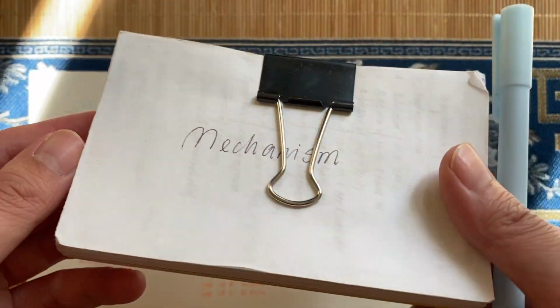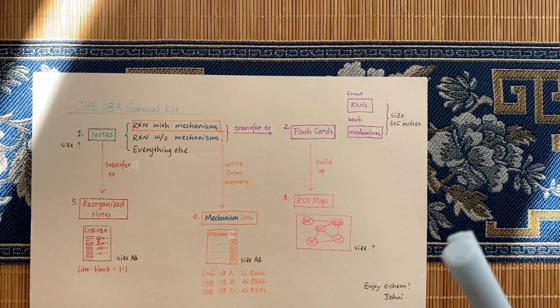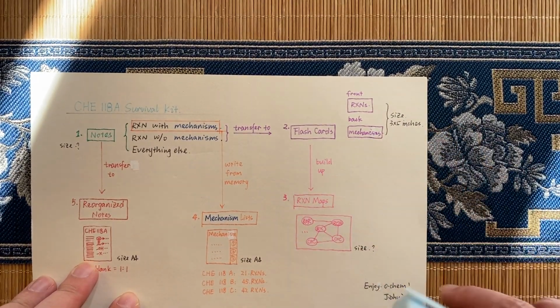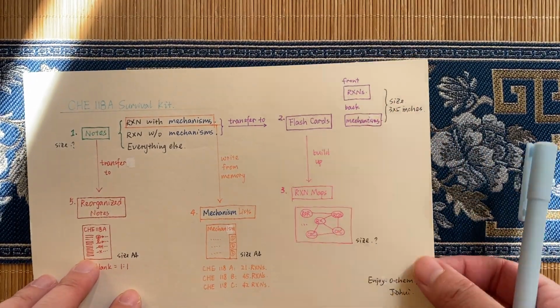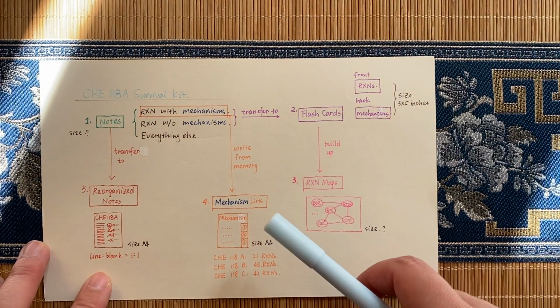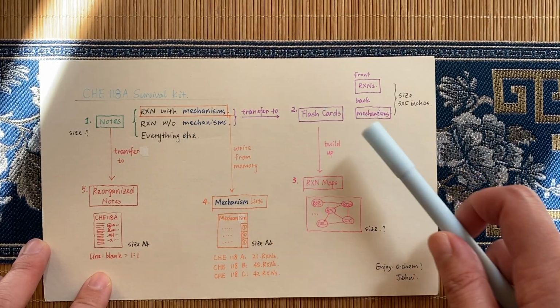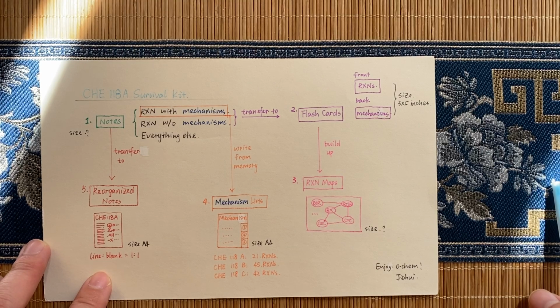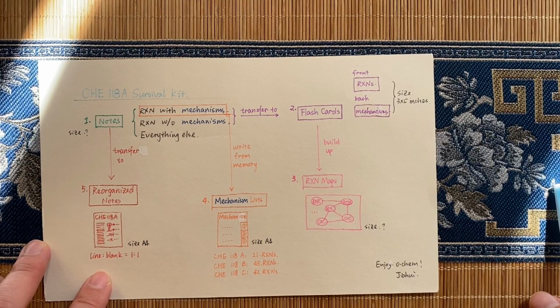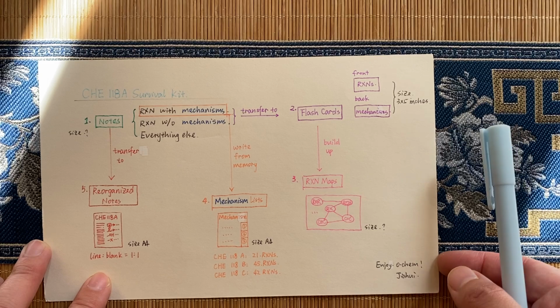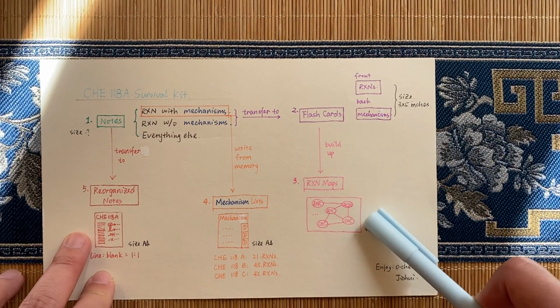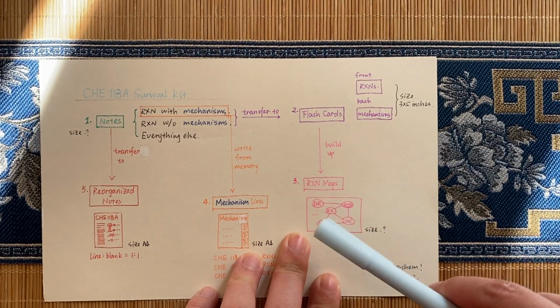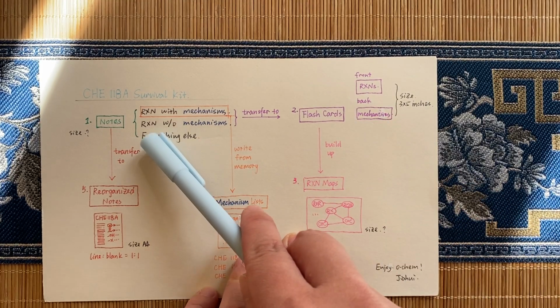Okay, the size of the flashcard looks like this. All right, it's fine as long as you can use it, as long as everything for reaction with mechanism is on that thing. One reaction per flashcard, that would work. All right, step 3 would be use your flashcard and use your notes.